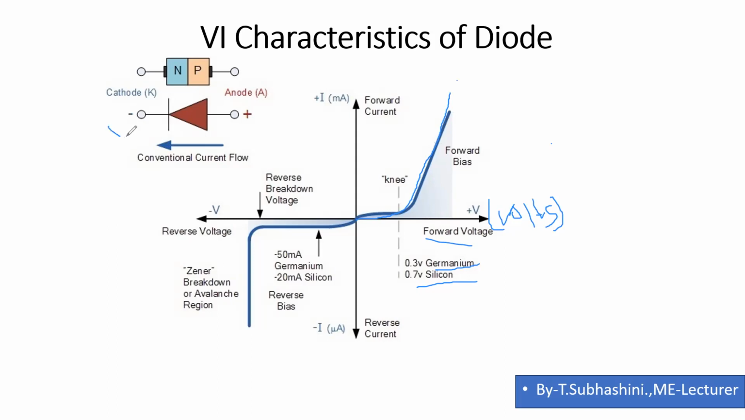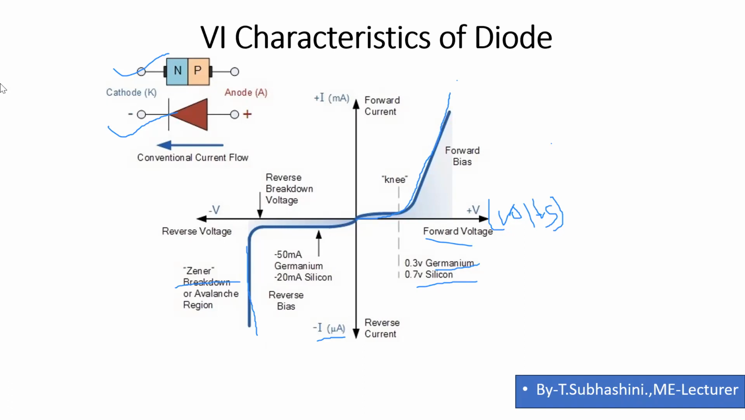This is the symbol of the diode. This is the NP connection. And in reverse bias, what is happening? After a certain point, if you keep on increasing the voltage, it will go to the breakdown region. So this is the reverse current, in minus microamperes. There is a flow of reverse current. This is the simple VI characteristics of the diode.